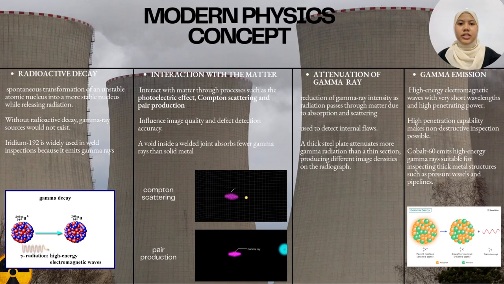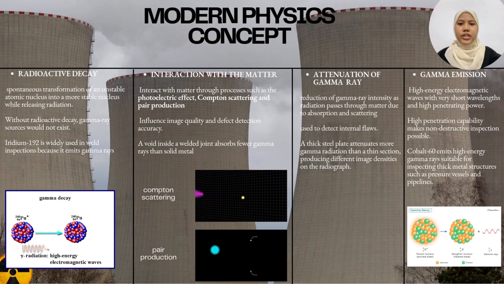Second is the interaction of gamma rays with matter. When gamma rays pass through a material, they interact through processes such as the photoelectric effect, Compton scattering, and pair production. This interaction determines how much radiation reaches the detector. Areas with defects, cracks, or voids allow different amounts of radiation to pass through, creating contrast in the radiographic image.